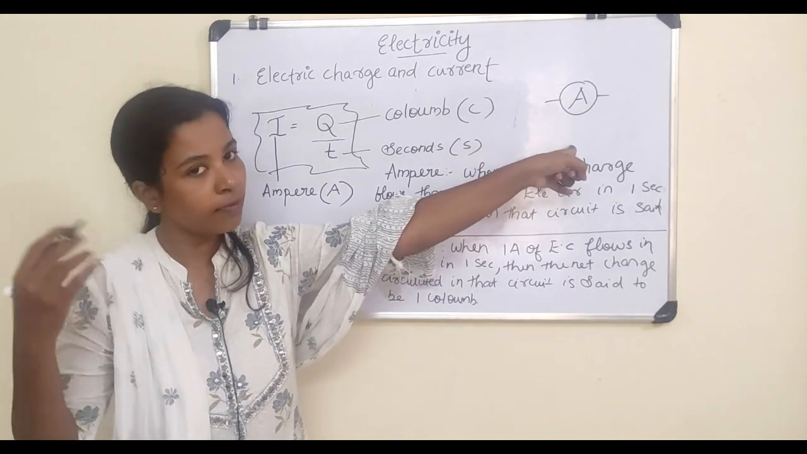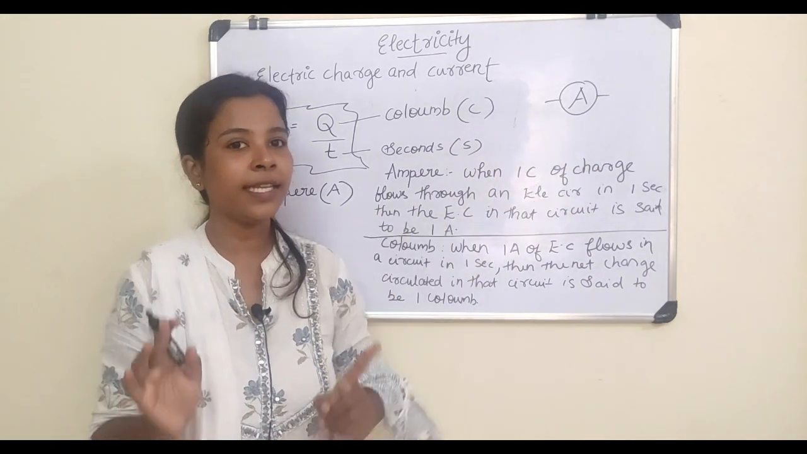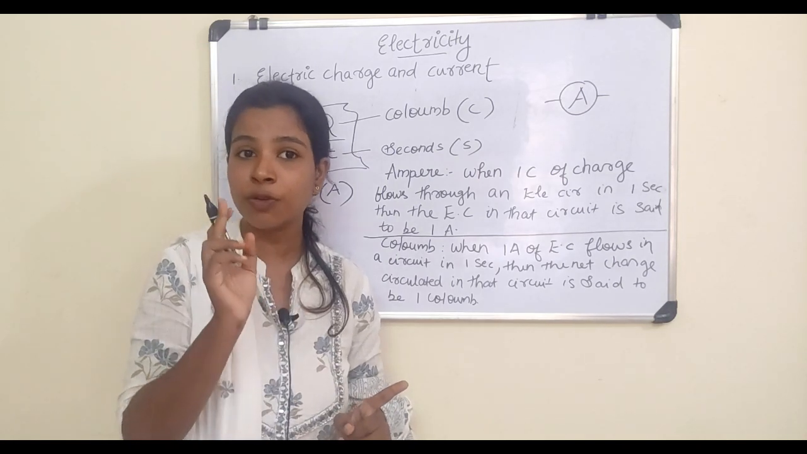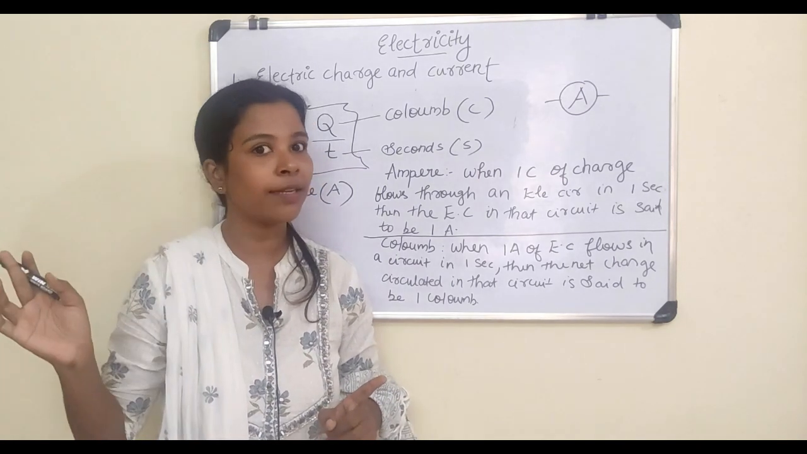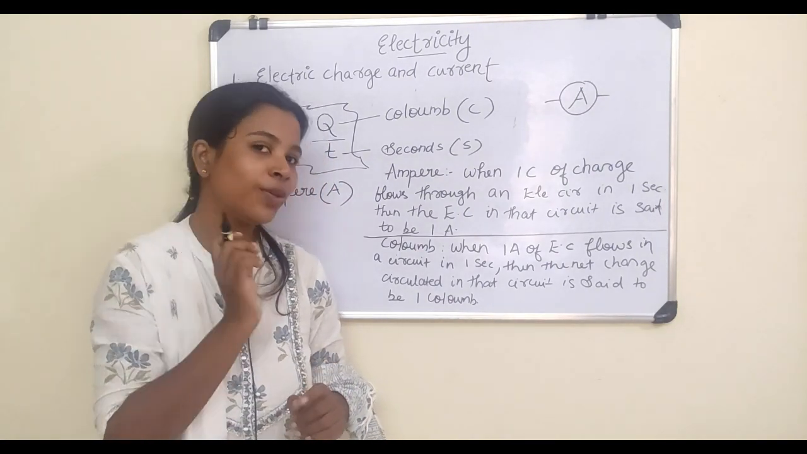I will tell you the reason why in later classes. Just note the ammeter is always connected in series to an electric circuit, and a voltmeter is an instrument which is used to measure the voltage. We'll study that. A voltmeter is always connected in parallel. I'll tell you the reasons why.